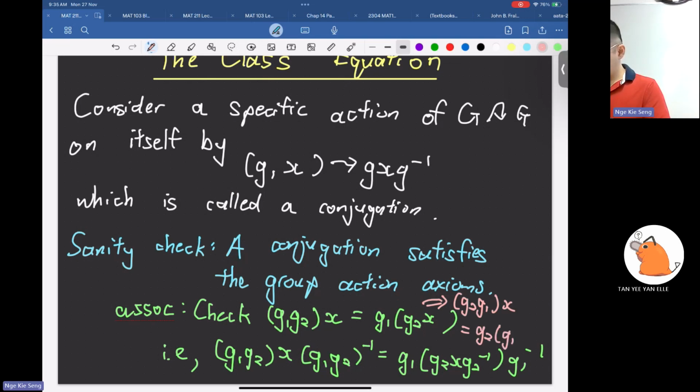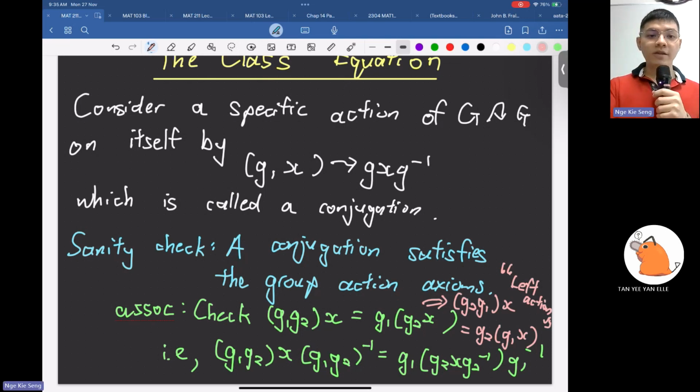Then this one will be following the way you compose. This is what we call a left action. What we have been studying is just a left action. We can do right action as well.